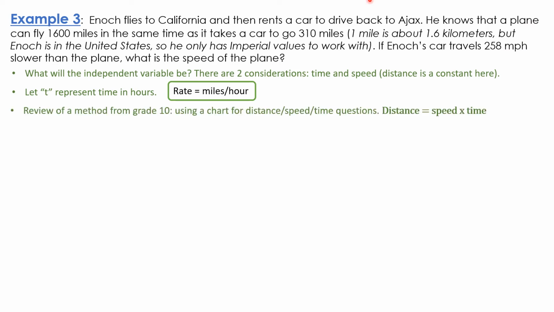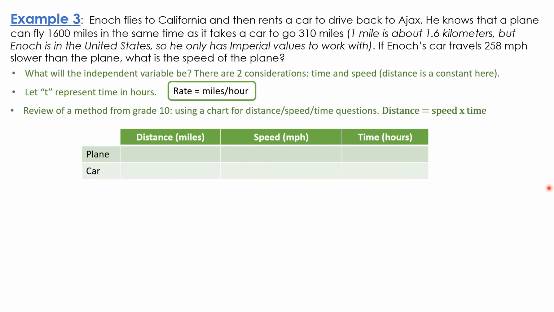So I'm going to review a method that you learned way back in grade 10. You use this chart method a lot when you had something like you're canoeing upriver, and then downriver against the current, or you had plane questions where you were in a tailwind or a headwind, and lots of questions like these in grade 10. So I'm just going to review this method with you. It's very common for distance, speed, time to use a chart. And remember this formula, distance is equal to speed times time. So here is the chart.